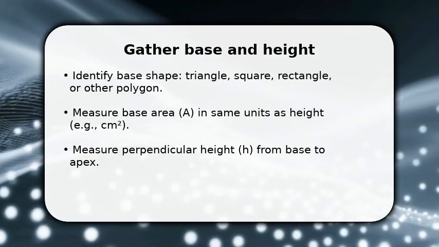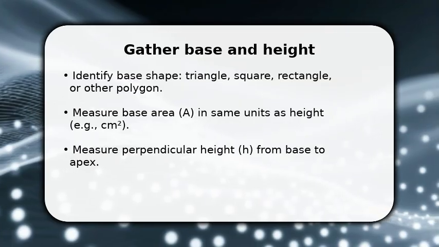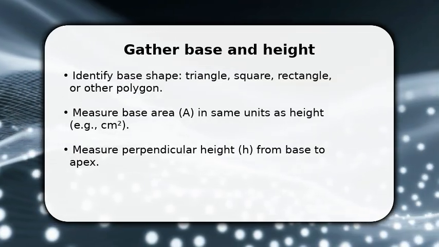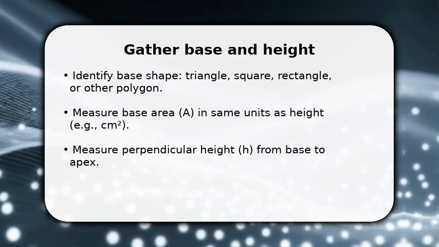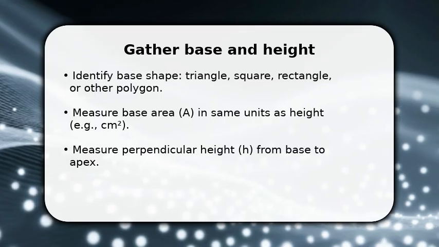You start by confirming the base and height. Find the base shape and calculate its area A. Next, measure the perpendicular height h from the base plane to the apex. If the apex is offset, drop a perpendicular.